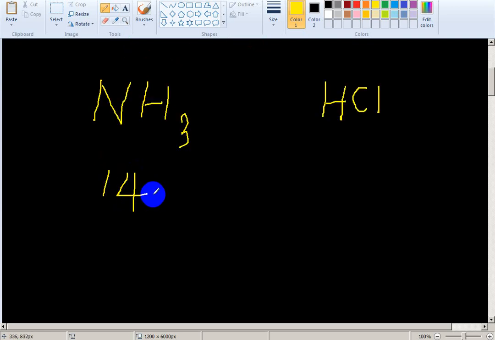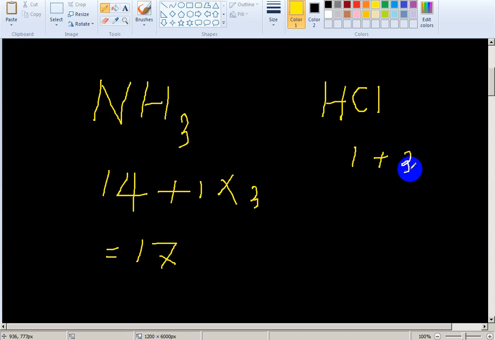Nitrogen is 14, hydrogen is 3, each hydrogen 1 into 3, that means 17. Okay, mass. And what is hydrogen chloride gas? Hydrogen is 1 and chlorine relative atomic mass is 35.5, so it is 36.5. So the relative molecular mass of ammonia gas is smaller, so it moves faster. Hydrogen chloride has a bigger mass, so it moves slower.